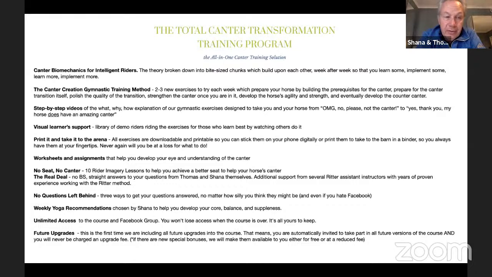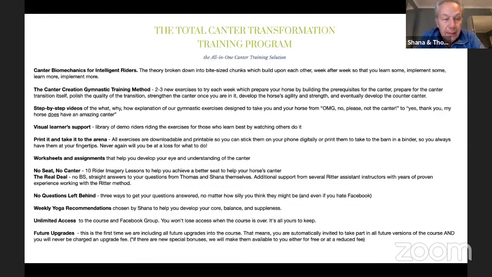Then, there are the step-by-step videos of what, why, how, explanations of our gymnastic exercises. Each exercise comes with that video where I explain exactly what, why, how. And these exercises take you and the horse from wherever you are at the moment, maybe scary canter or no canter, to having an enjoyable canter, so that you look forward to cantering rather than dreading it.